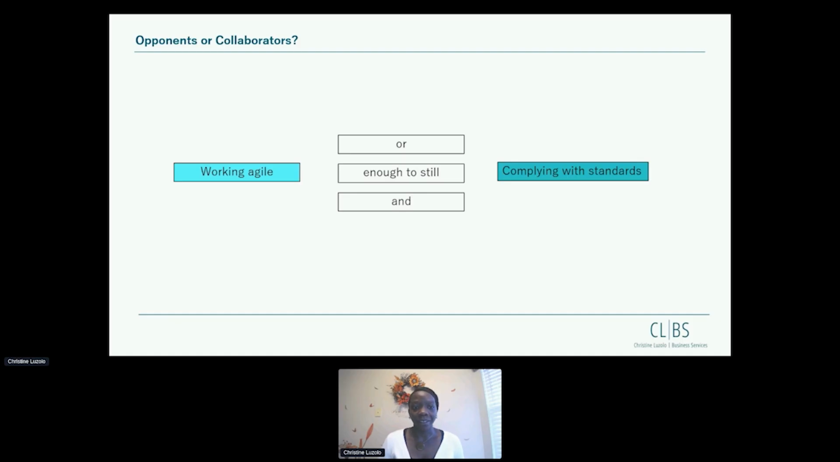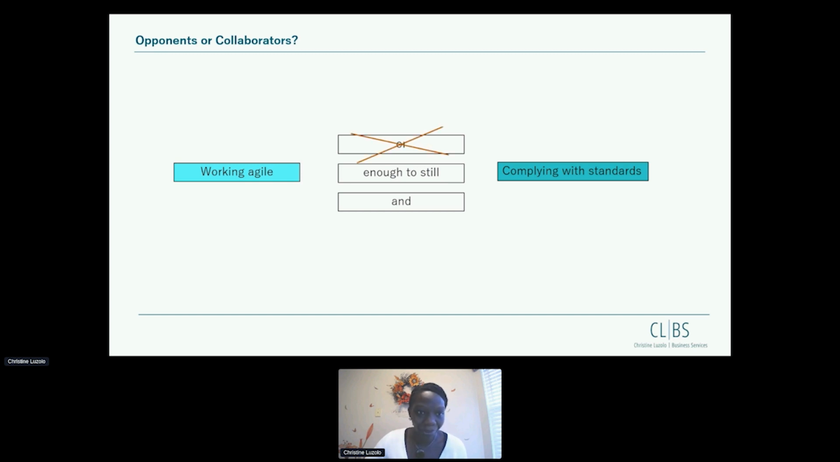Today's topic, as I said, is working agile on the one hand, and complying with standards on the other. So what are we going to do? Are we going to work agile or comply with standards? Are we going to work agile enough to just still comply with the standards? Or are we going to try to make it work both hand in hand?